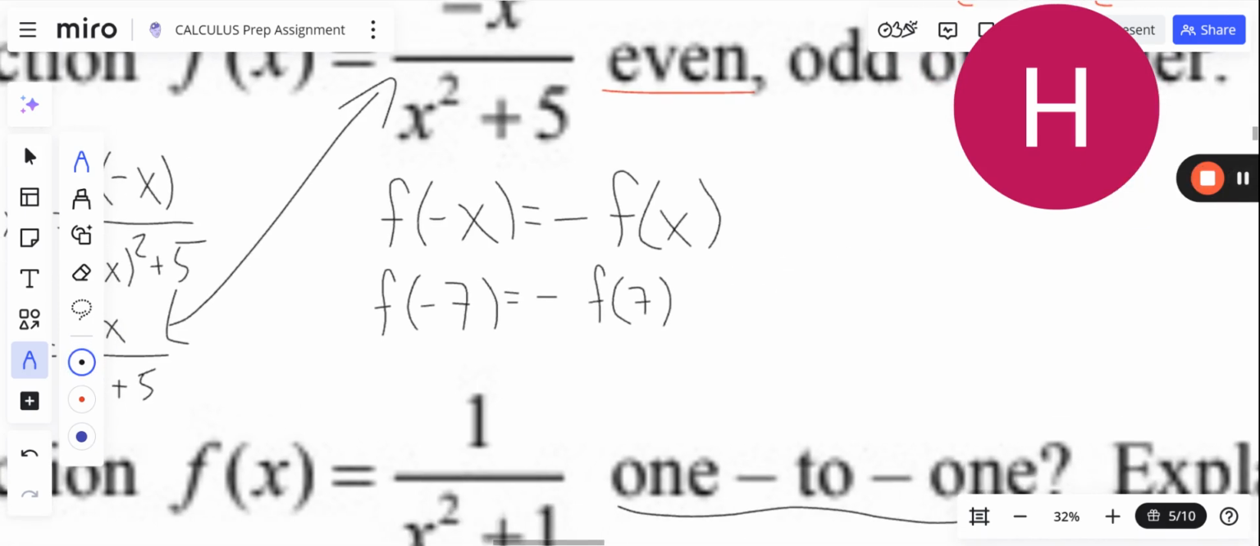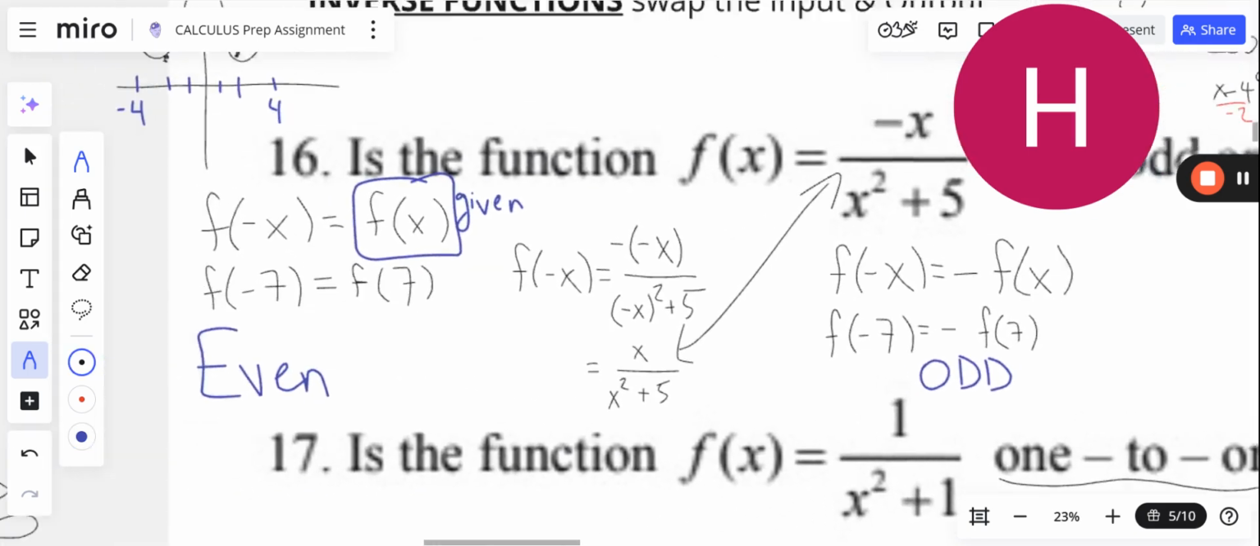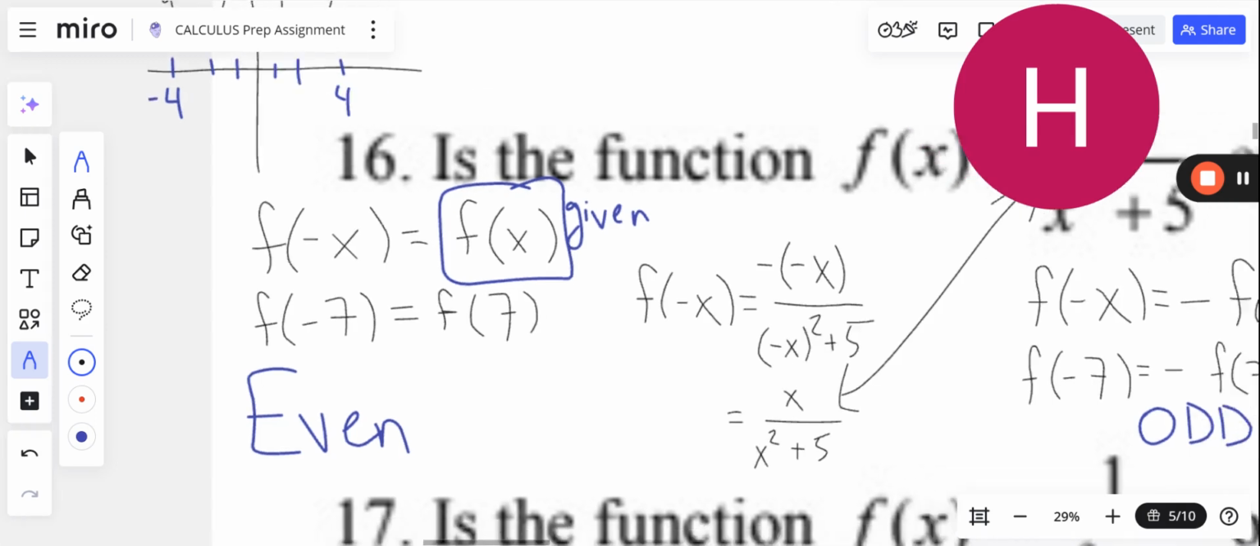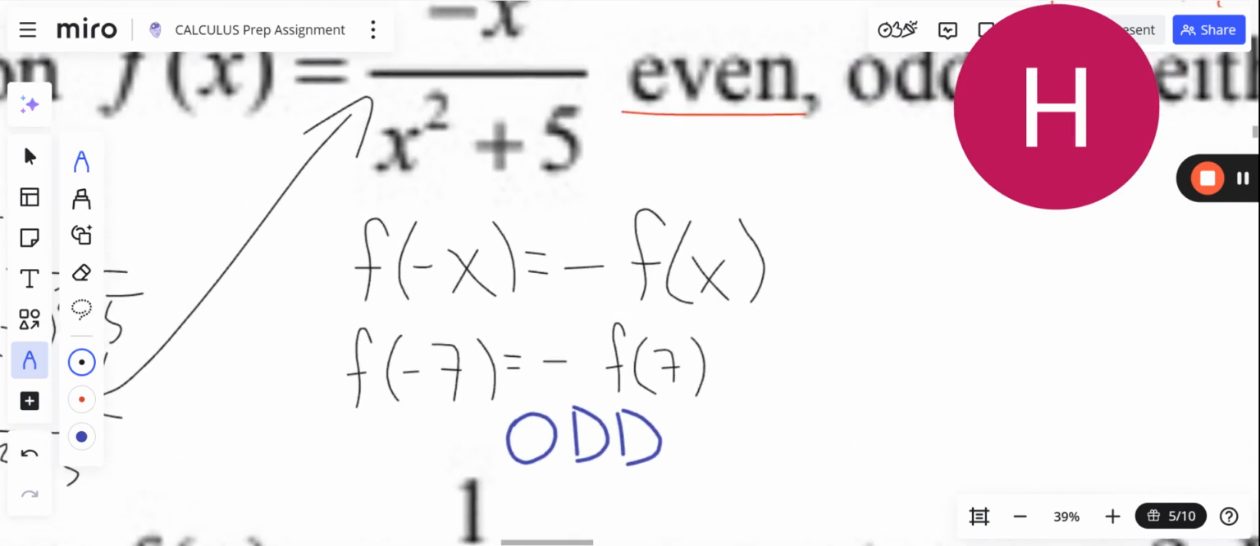So it turns out this is the definition for an odd function. Notice the similarity. The even function says that if you plug in a negative, you get the same as if you plug in a positive number, whereas the odd function says if you plug in the negative, you get the opposite of what you would get when you plug in a positive. And what does that look like on a graph?